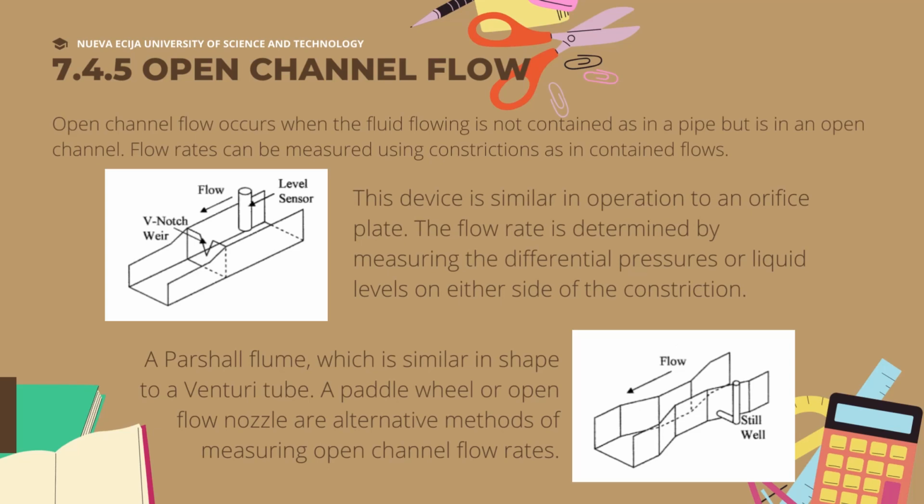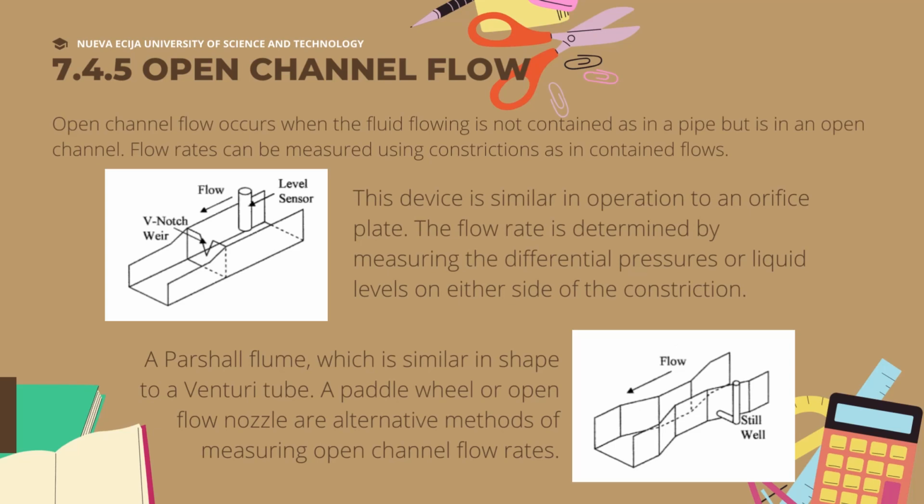Yung nasa kanan naman, etong nasa baba, sa lower right, ang tawag sa kanya is partial flume. A partial flume which is similar in shape to a Venturi tube. Ito namang si partial flume, katulad naman daw siya ni Venturi tube. A paddle wheel or open flow nozzle are alternative methods of measuring open channel flow rates. Kung titingnan nga natin yung drawing, di ba parang katulad nga talaga siya ni Venturi tube.